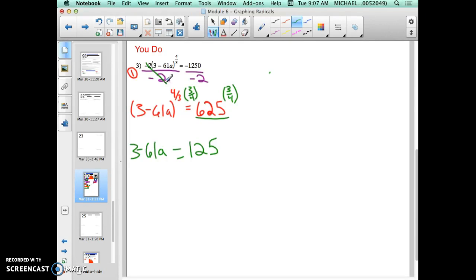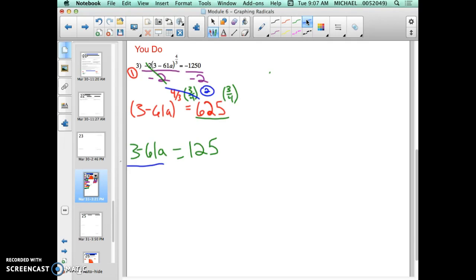Then I was left with 3 minus 61a to the 4/3 equals 625, and so I had to raise each side to the reciprocal of 4/3. That's what I did in green up here, so that's my second step. I raised each side to 3/4, which is the reciprocal of 4/3. That cancels out the powers on my left side, leaving just the base now, 3 minus 61a, and then 625 raised to the 3/4 is 125.